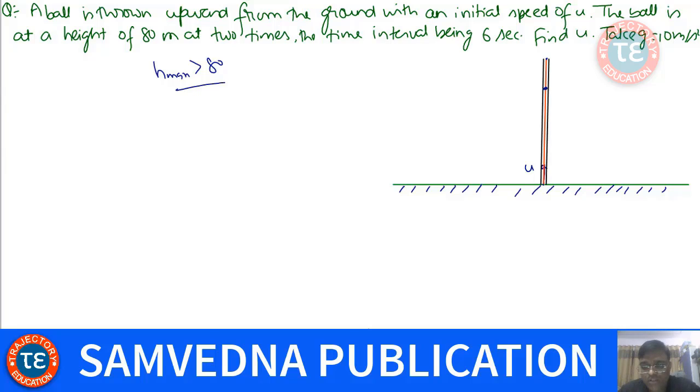Suppose you throw your ball in front of your home, and your house is, suppose, a 4-story building, and you throw your ball such that the ball reaches the height of the 4-story building, which is the terrace of your building. Then it will cross 1st floor, 2nd floor, 3rd floor 2 times, one while it is moving upward, the other while it is moving downward, right? So if h max is more than 80, of course it will be more than 80, then only it can cross this point 2 times. So it will cross this 80 meter 2 times, and the motion in upward direction is given by this equation.